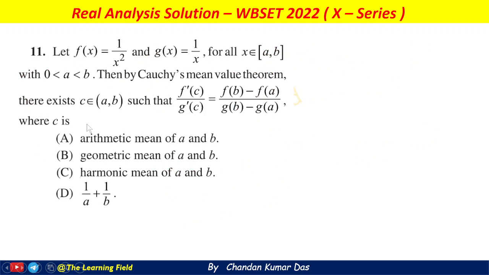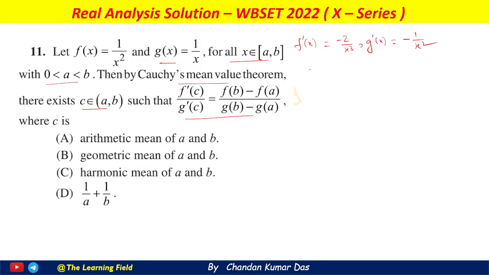Go to the next question. Let f(x) equal to 1 by x square and g(x) equal to 1 by x for all x belonging to the closed interval [a, b] with 0 less than a less than b. Then by Cauchy mean value theorem there exists c belonging to the open interval (a, b). This is the definition of Cauchy mean value theorem. Now we first calculate f dash x and g dash x. So f dash x is equal to minus 2 by x cube, and g dash x is equal to minus 1 by x square. So these are the values of f dash x and g dash x.